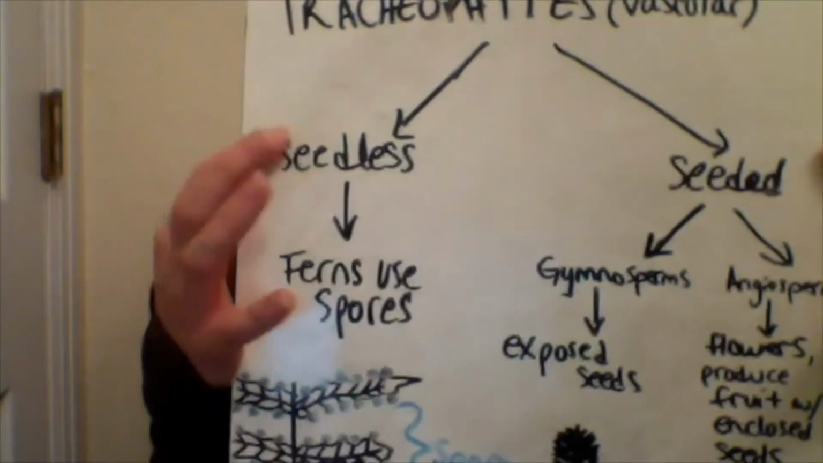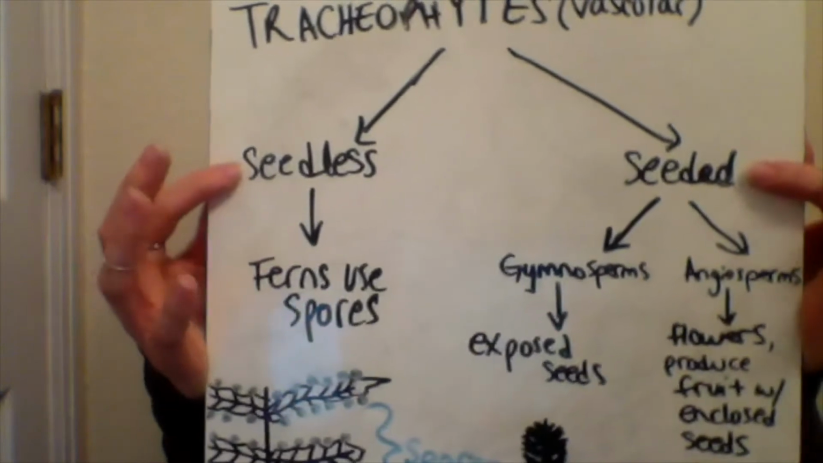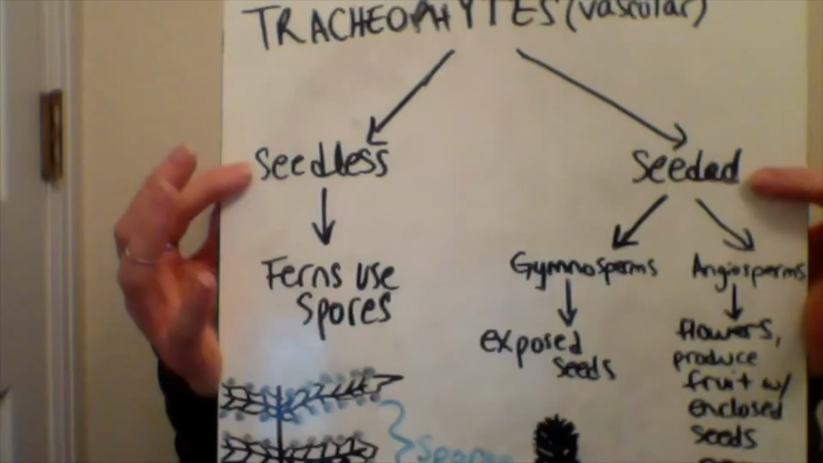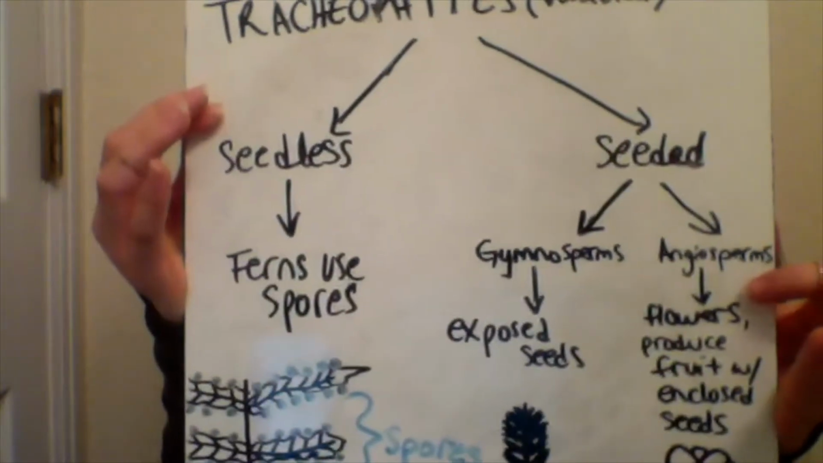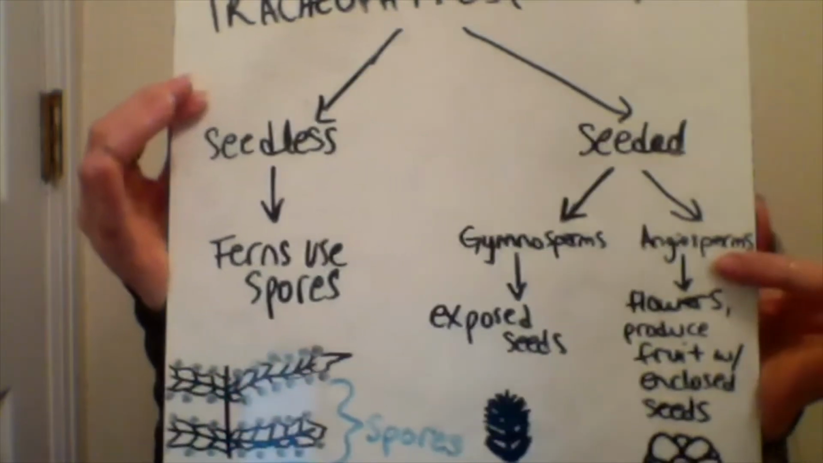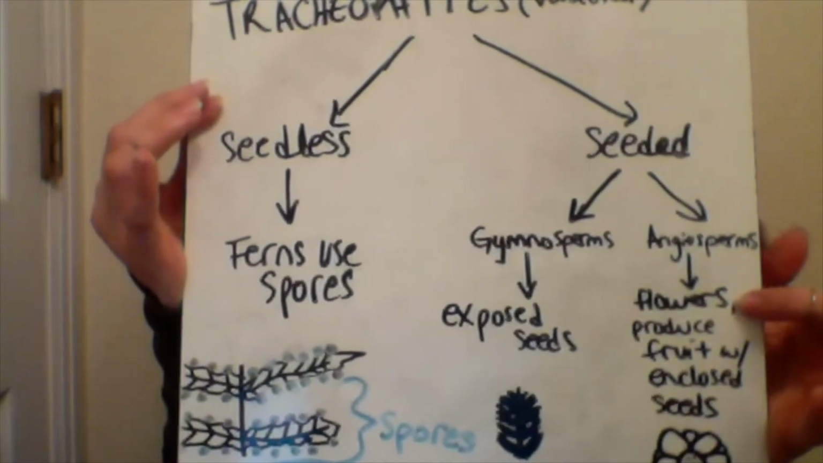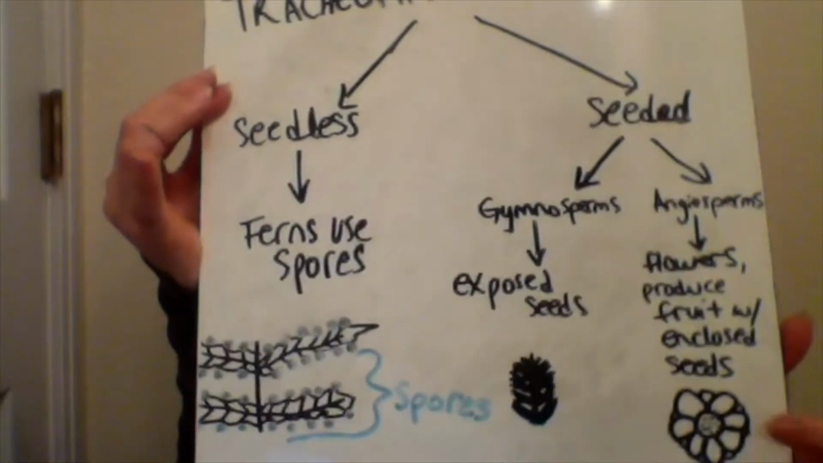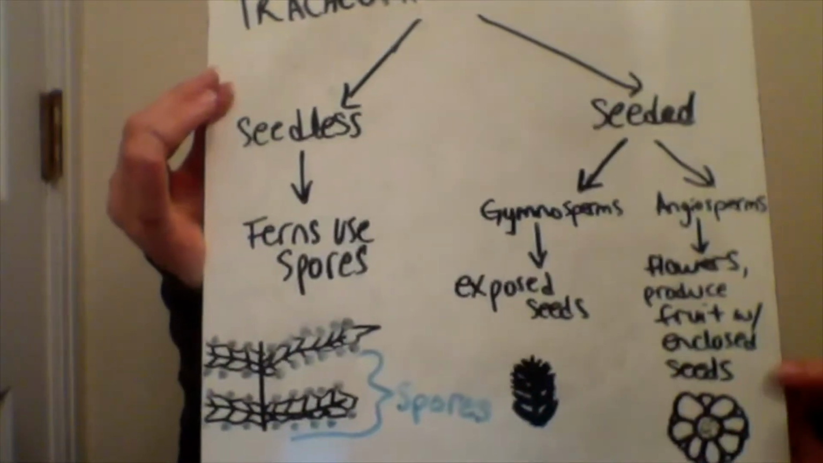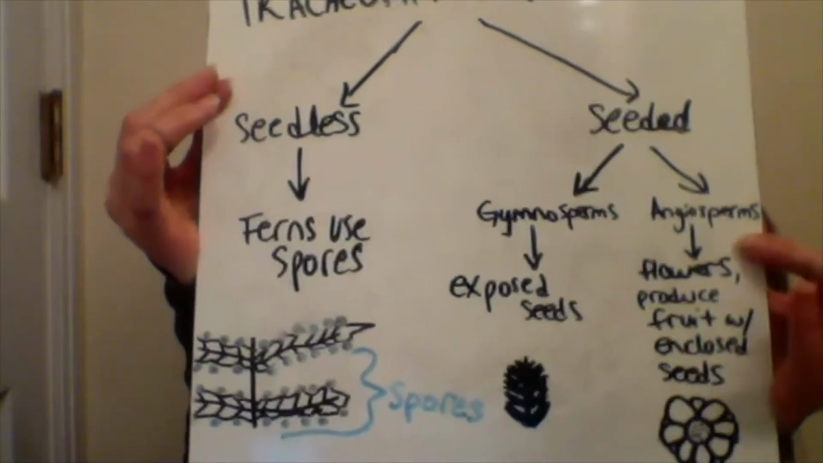Alright, so we have our seedless tracheophytes or our seeded tracheophytes, and I'm going to start with explaining the seeded tracheophytes. We have two different groups for the seeded. The first one is angiosperms, and those produce flowers, and they also produce fruit with enclosed seeds, and I drew a picture of a flower down there with seeds in the middle.